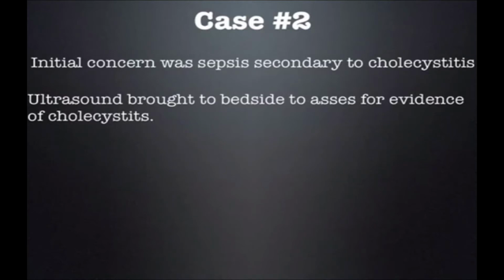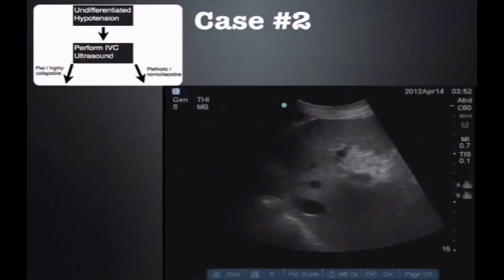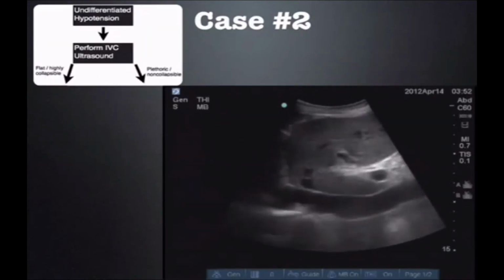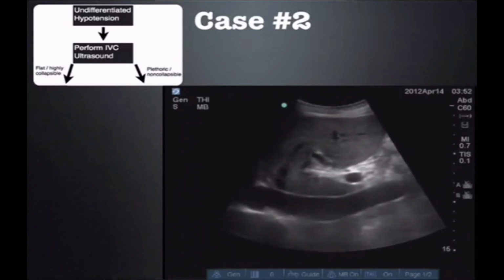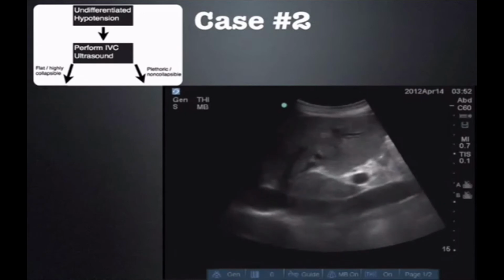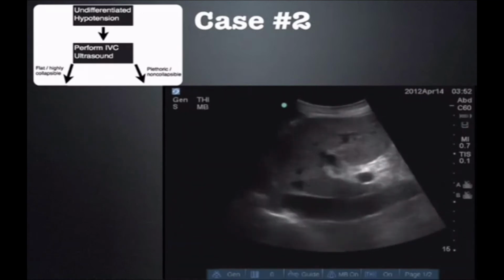Ultrasound was brought to the bedside to assess for evidence of cholecystitis. While looking for the gallbladder, this is what we saw. So here you can see a plethoric non-collapsible IVC. Could this be an obstructive shock case?